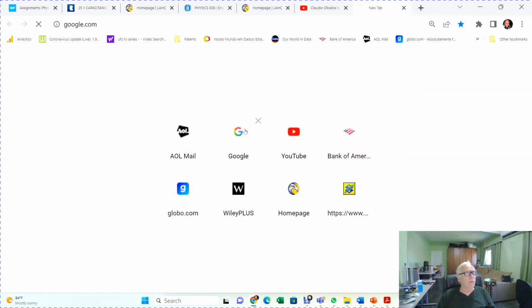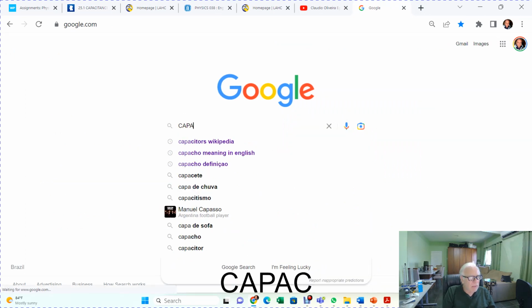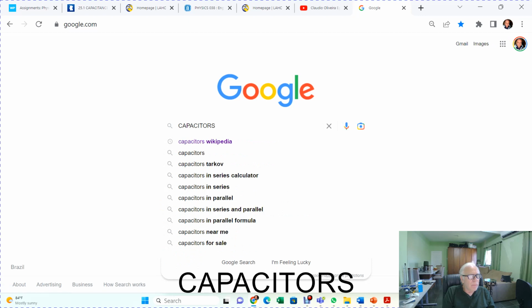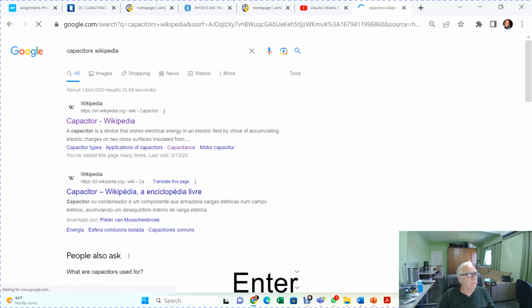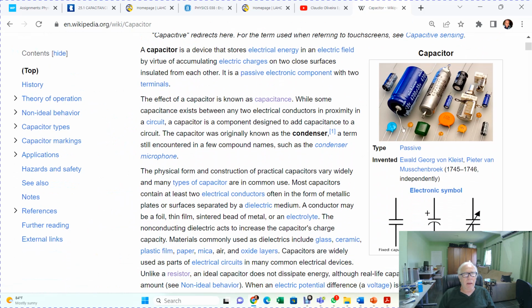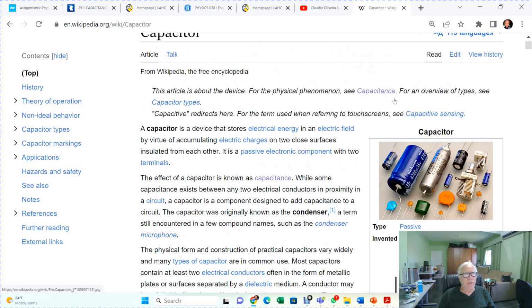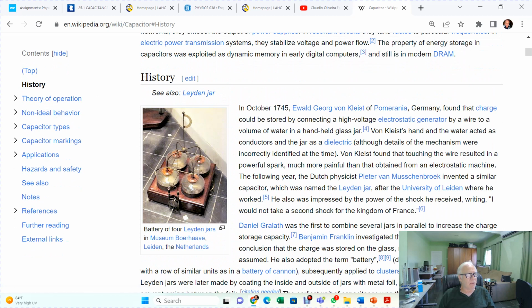You can even go into here, do a Google search, capacitors, right? I like the Wikipedia, and they are also going to have a picture of several different capacitors that you may have. They even have the history of capacitors. Okay, capacitors were initially called Leyden jars.